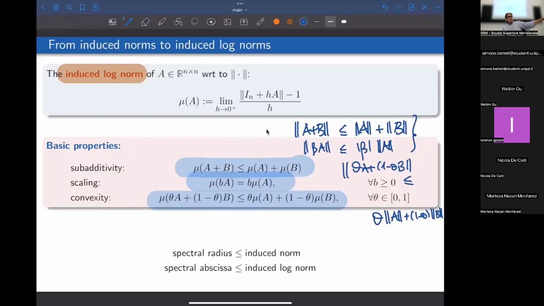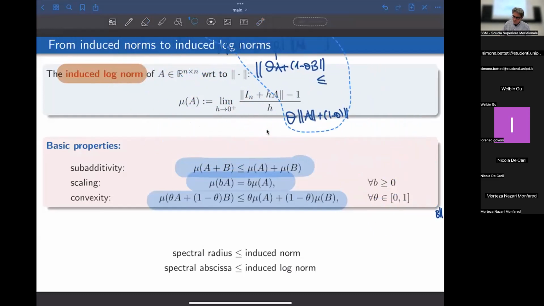The induced log norm has essentially the same three properties. It's exactly the same three properties. The point is that I just wrote it slightly differently. When you bring out beta, it becomes the absolute value of beta, or equivalently, here this property is stated for beta greater than 0.